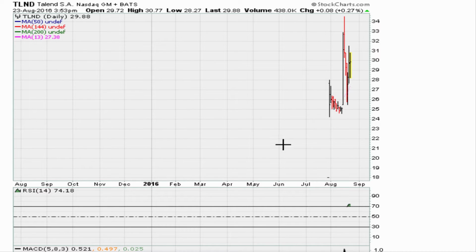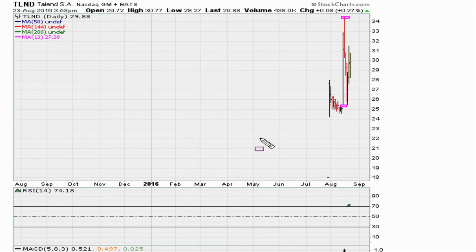And here's an example of a stock that has been trading for the last couple of weeks, maybe about 2 weeks or so. We can see that it had a nice run from about 25 all the way to the highs of just under 34 or slightly above 34. That's a huge percentage gain.